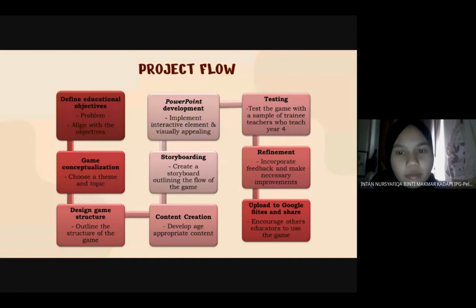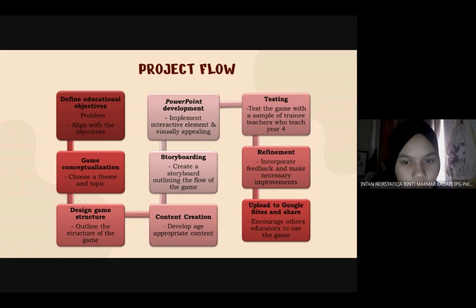And the next one is designing the game structure. Our game structure is carefully planned to keep students engaged. We have multiple rounds, each with increasing difficulty levels, and in the game points are earned for correct answers and bonuses, and if they give a wrong answer, they lose 5 points.